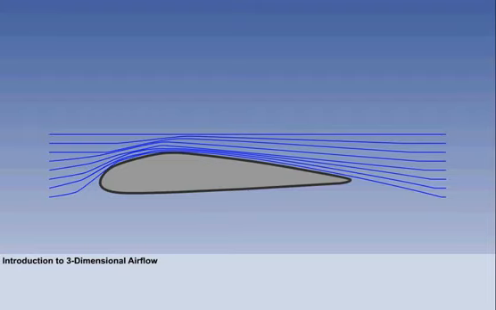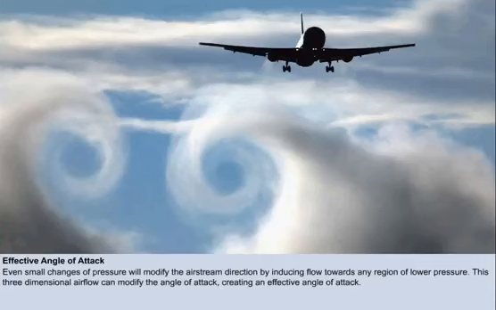So far in these lessons on lift, we have considered only two-dimensional airflow, and a sound understanding of this is the foundation for a full appreciation of the actual pattern of airflow around an aircraft. Even small changes of pressure will modify the airstream direction by inducing flow towards any region of lower pressure.